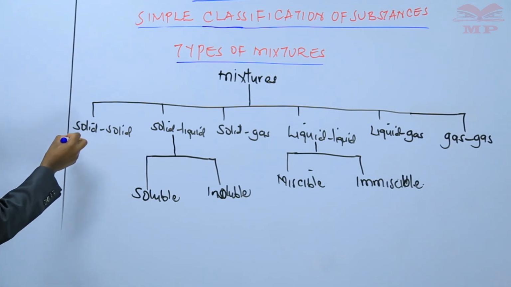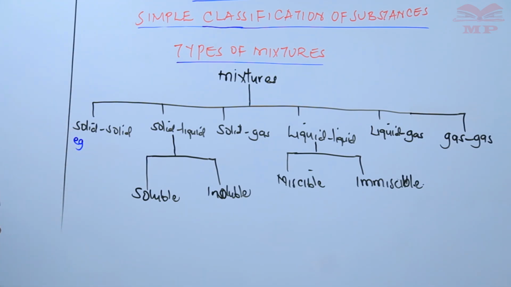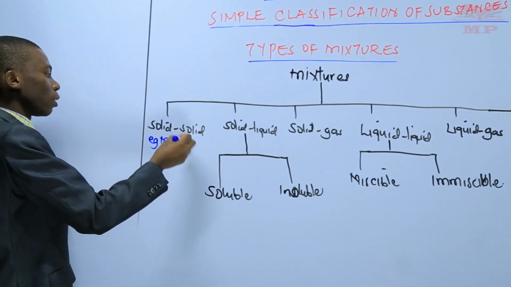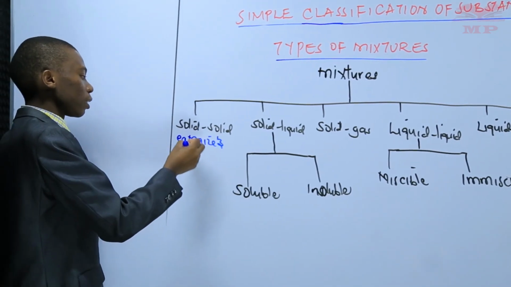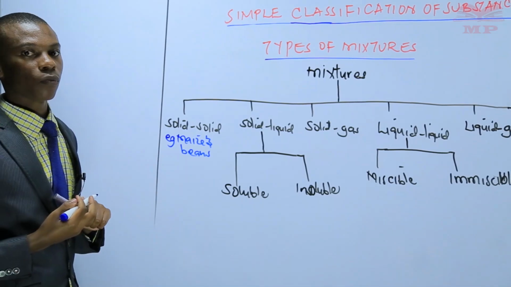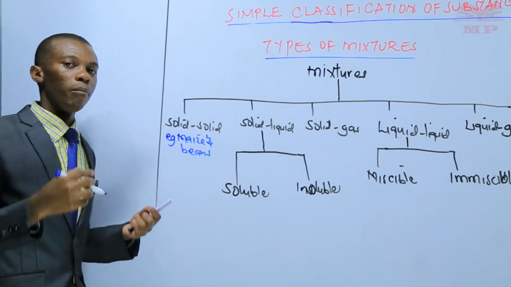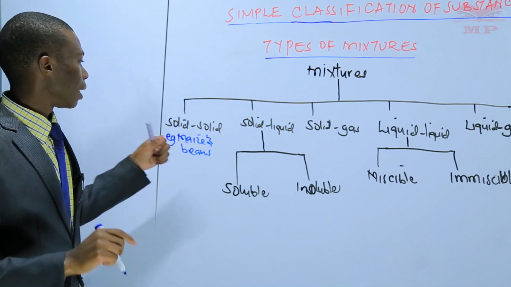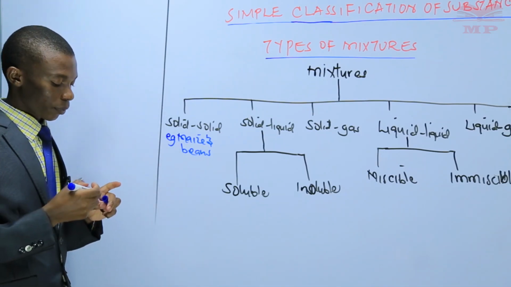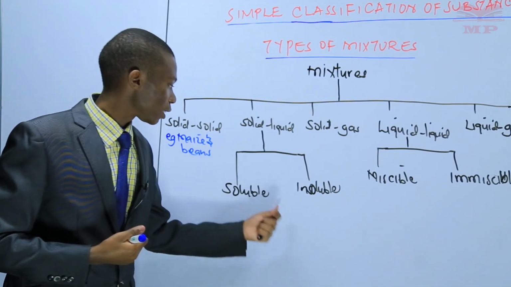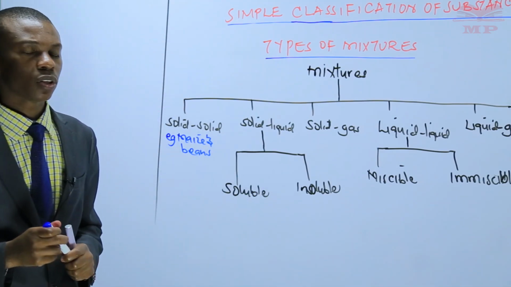Here, a good example you can have of a solid mixture is maize and beans. Maize and beans is an example of a solid mixture. Maize is a solid, beans is a solid, and therefore it lies under this category. In solid-liquid mixture, this one can be categorized into soluble and insoluble.